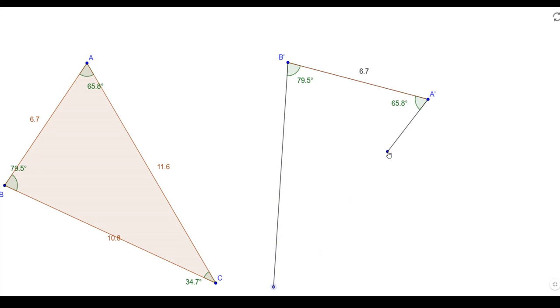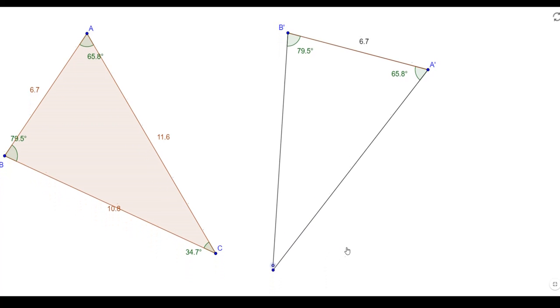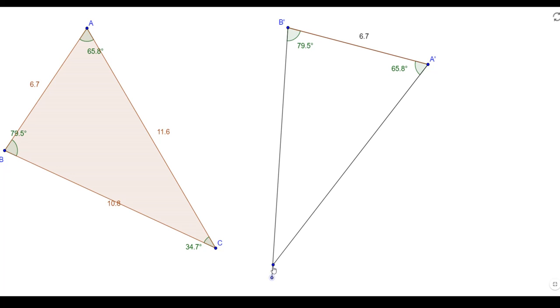Extend here and intersect. And here we are. So let's take a look. We see that AC is 11.6 and A prime C prime is 11.6. And BC is 10.8 and B prime C prime is also 10.8. And finally, angle C is 34.7 degrees and C prime is 34.7 degrees.